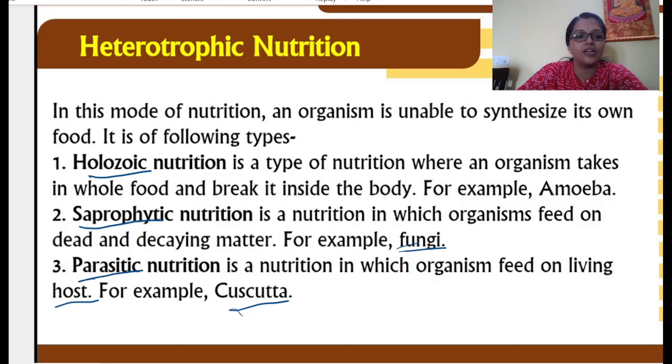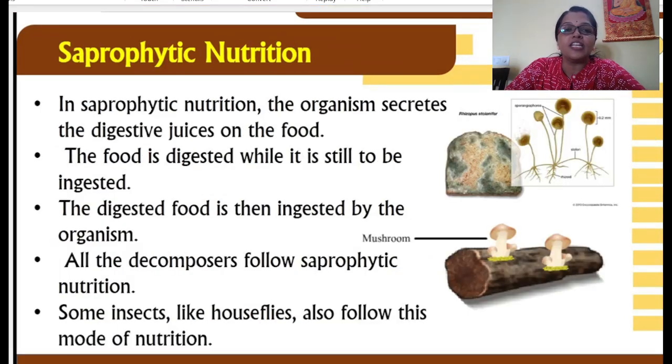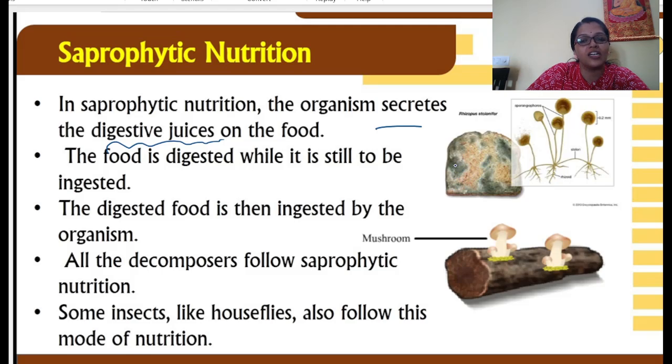Moving to the next one, saprophytic nutrition in detail. In saprophytic nutrition, the organism secretes digestive juices on the food. Here you can see a stale bread slice. The green color which is observed is fungus growing on it. It releases digestive juice on it. After the food is digested outside, it is ingested into the body. So the digested food is then ingested by the organism.